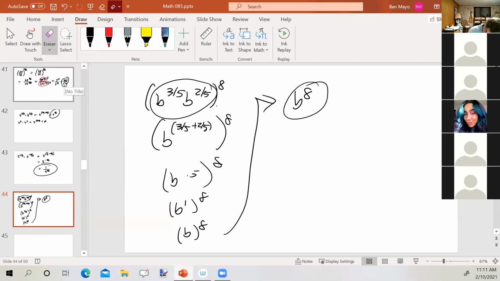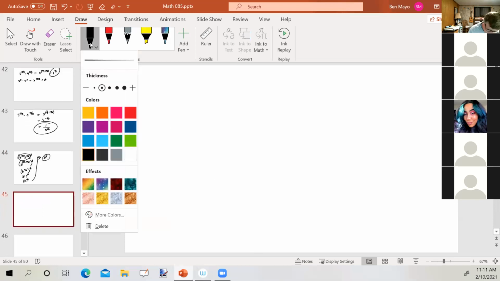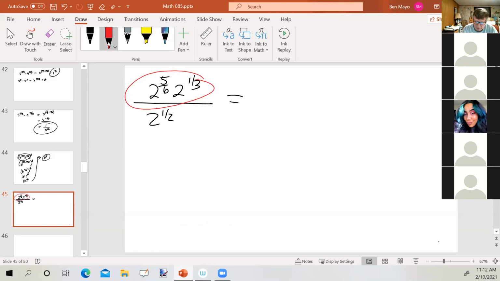Let's see here. How about this one? 2 to the 5/6 power times 2 to the 1/3 power over 2 to the 1/2 power. So first of all, in the numerator, I'm multiplying two powers with the same base. So I'm going to add the exponent. So I'm going to get 2 to the 5/6 plus 1/3 power.